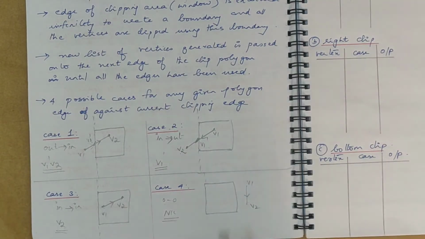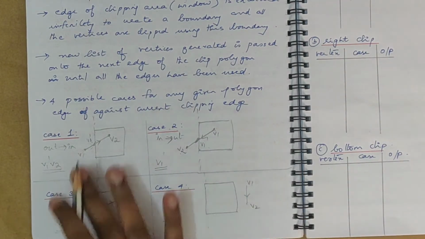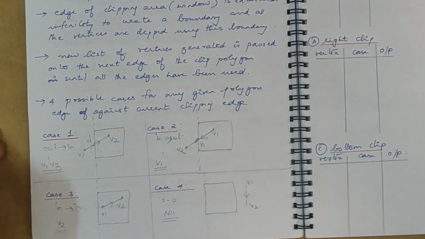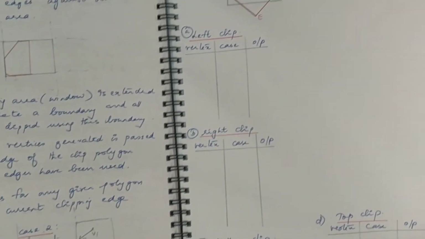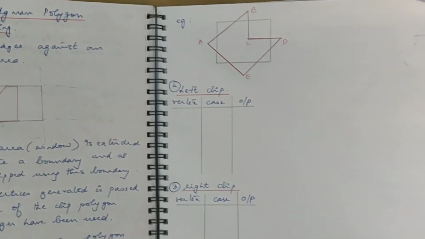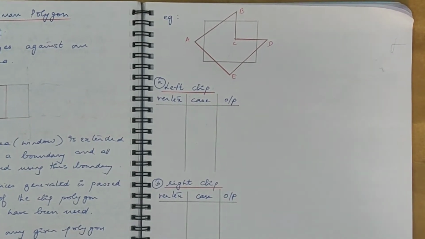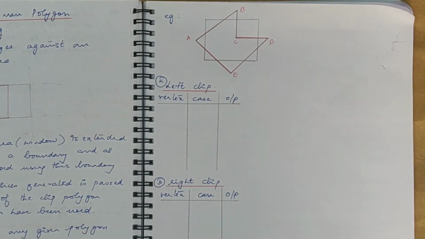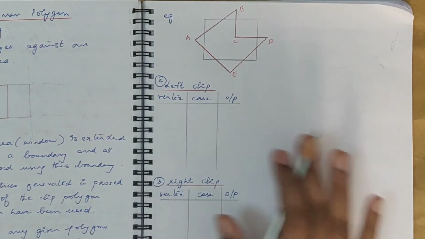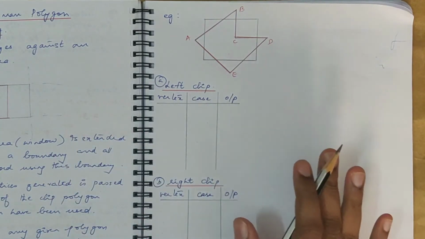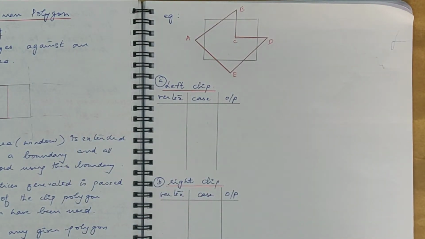So now let us try to understand what exactly happens here with an example. So I have drawn an example here. This is a polygon. Okay. So now let us try to clip this polygon using the algorithm. This is the Sutherland-Hodgman polygon clipping algorithm that we have seen.